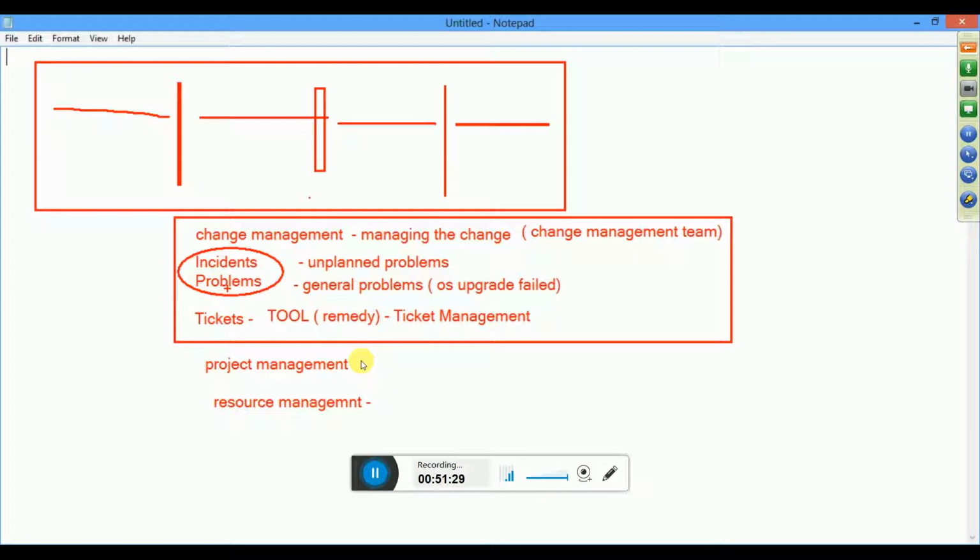So we use a ticketing tool, the Remedy ticketing tool, to manage those incidents. Whenever there is an incident, we raise a ticket, and that's how we solve it. All of this comes under project management. Project management is usually the job of the manager, which also includes other areas like resource management and performance management, all that stuff. But for you, it is change management, incident management, and ticket management, that's it. So these are some of the areas.